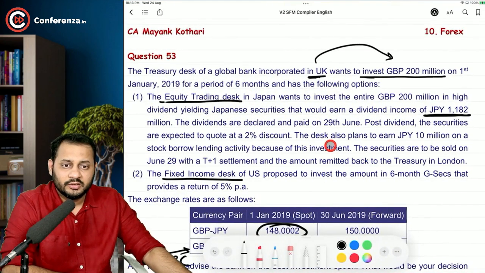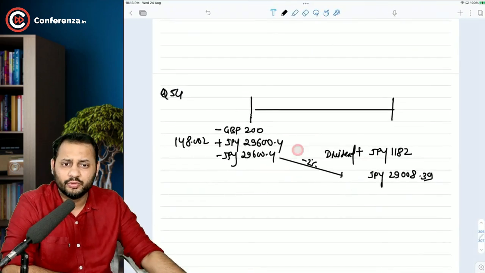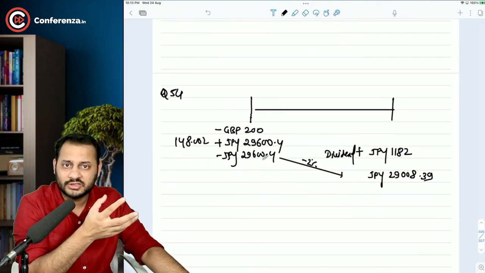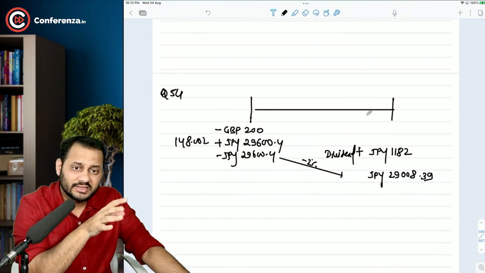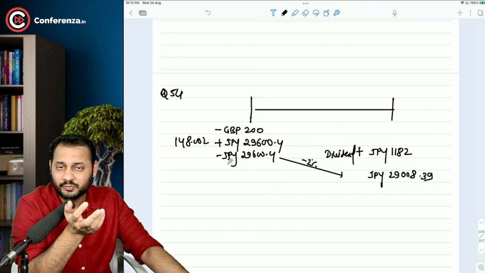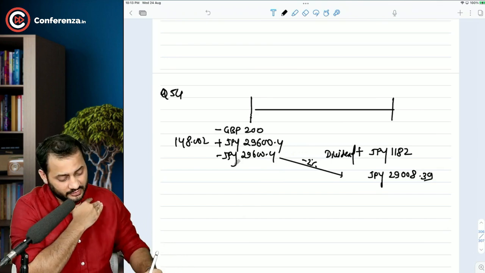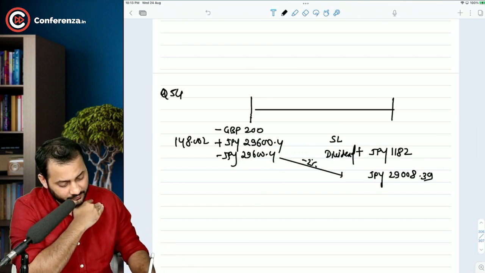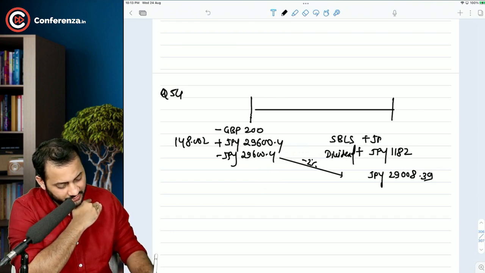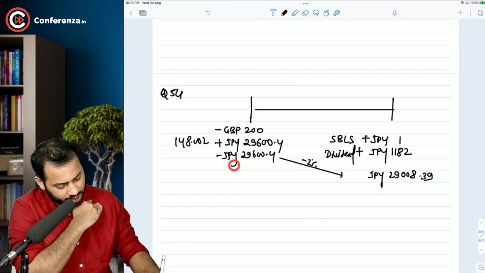Okay. The desk also plans to earn Japanese yen 10 million on a stock borrow and lending activity because of this investment. So what we are going to do for the 6 months is that since we have borrowed some Japanese security, for this 6 months we are going to lend our securities to someone who is in need, who is taking the short position, and we are going to earn some income from that as well. And that stock borrowing and lending scheme will give us additional income of Japanese yen 10 million. Okay.